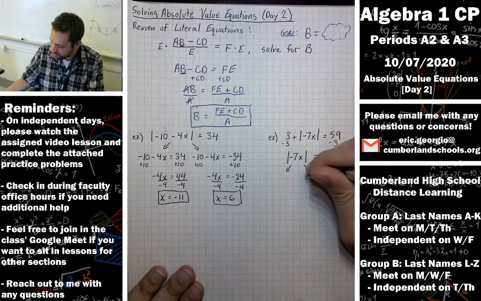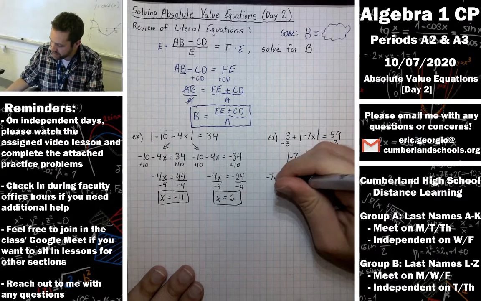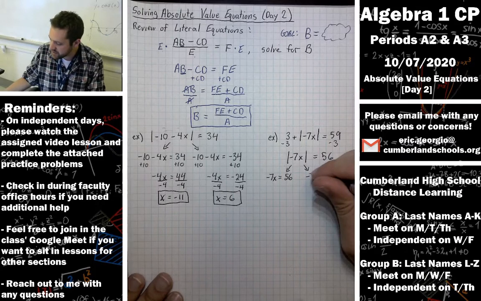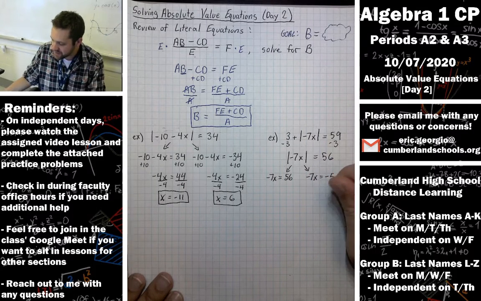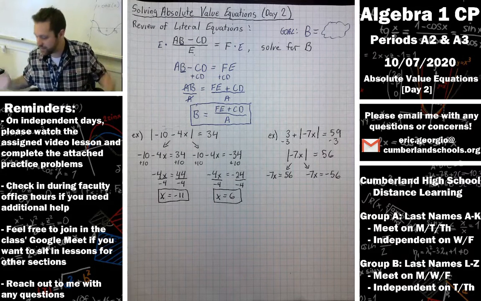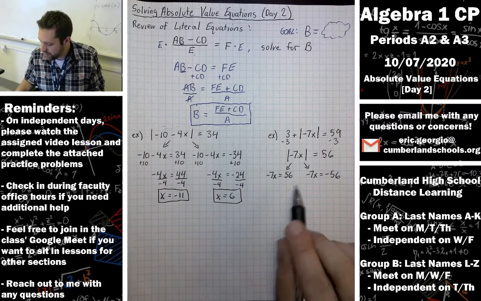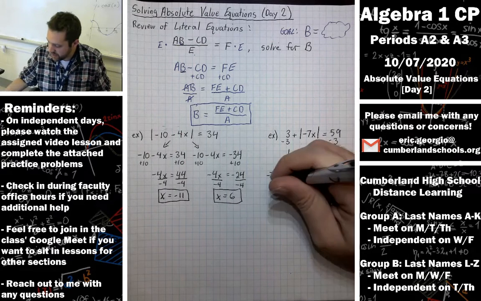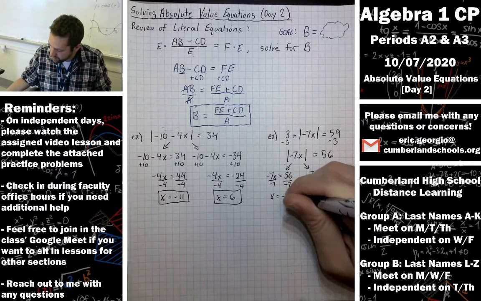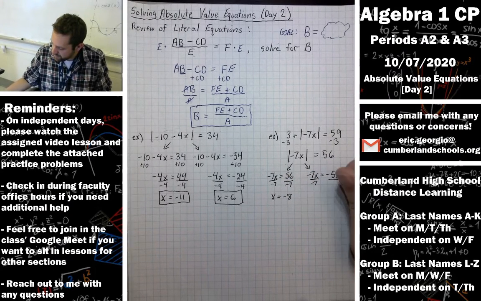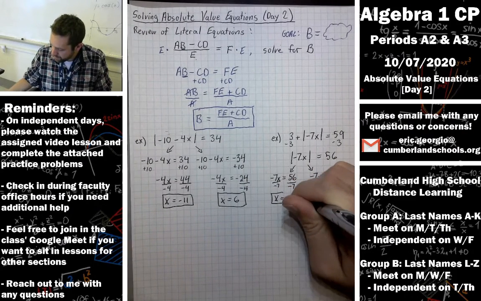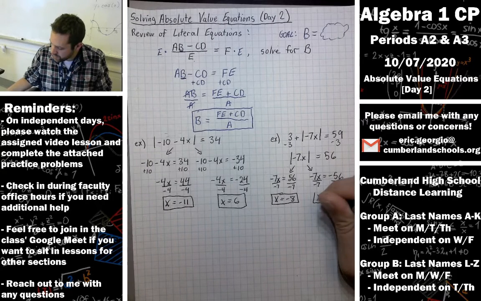We're going to split this off to say, well, negative 7x could equal positive 56. That would make me pretty happy. And negative 7x could also equal negative 56, because if it did, the absolute value of negative 56 would be positive 56, and that would satisfy me as well. So now I can go and solve my two one-step equations by dividing by negative 7. I'll get x equals negative 8 here. And if I divide by negative 7, I'd get x equals positive 8 here. And so those are our two solutions.